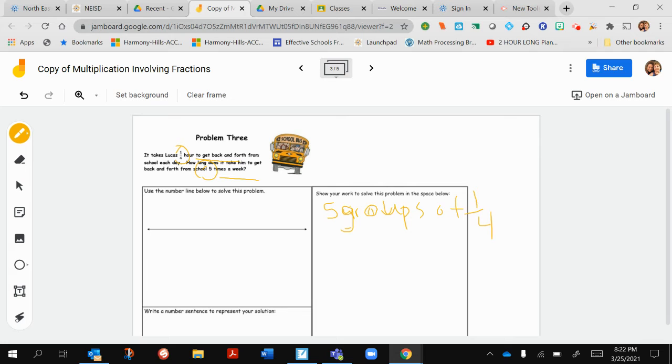Okay, so here it is. If I were to draw it out, that's 5 groups. 1, 2, 3, 4, 5. This is going to represent the 5 times a week that he travels. So on the first time that he travels, 1, 2, 3.